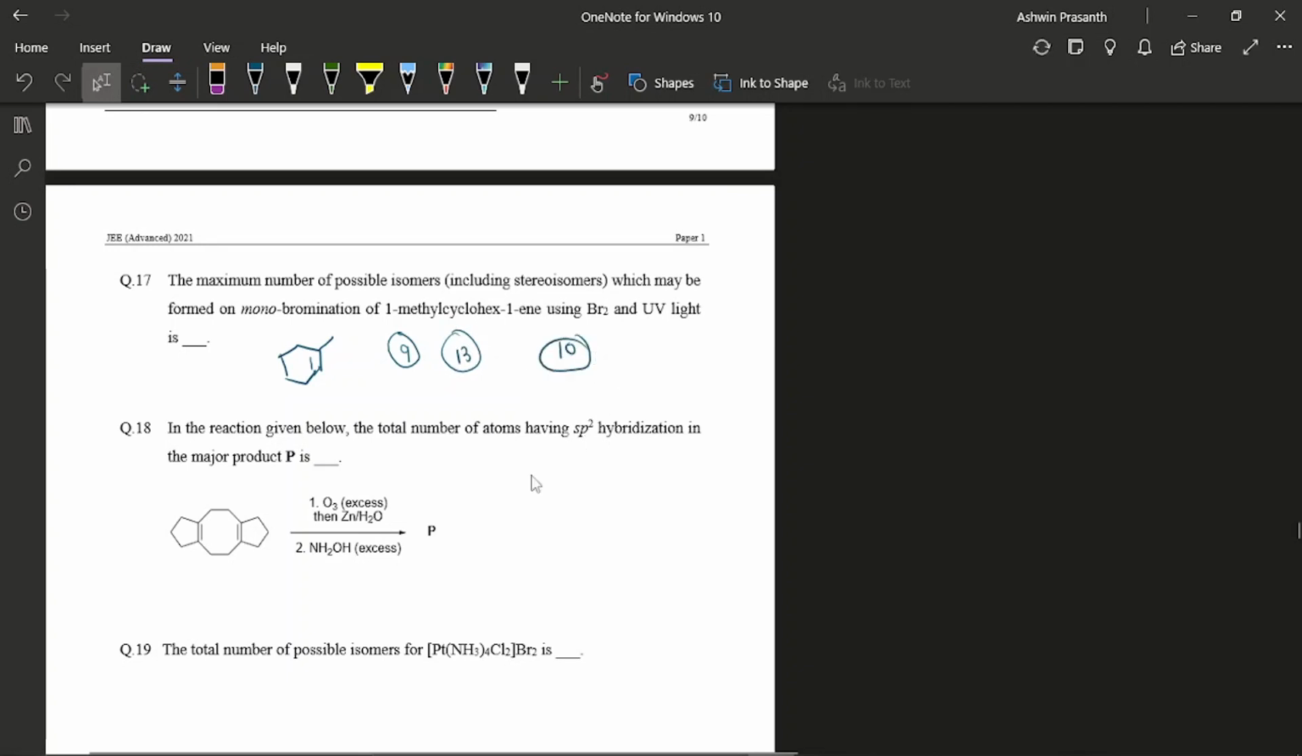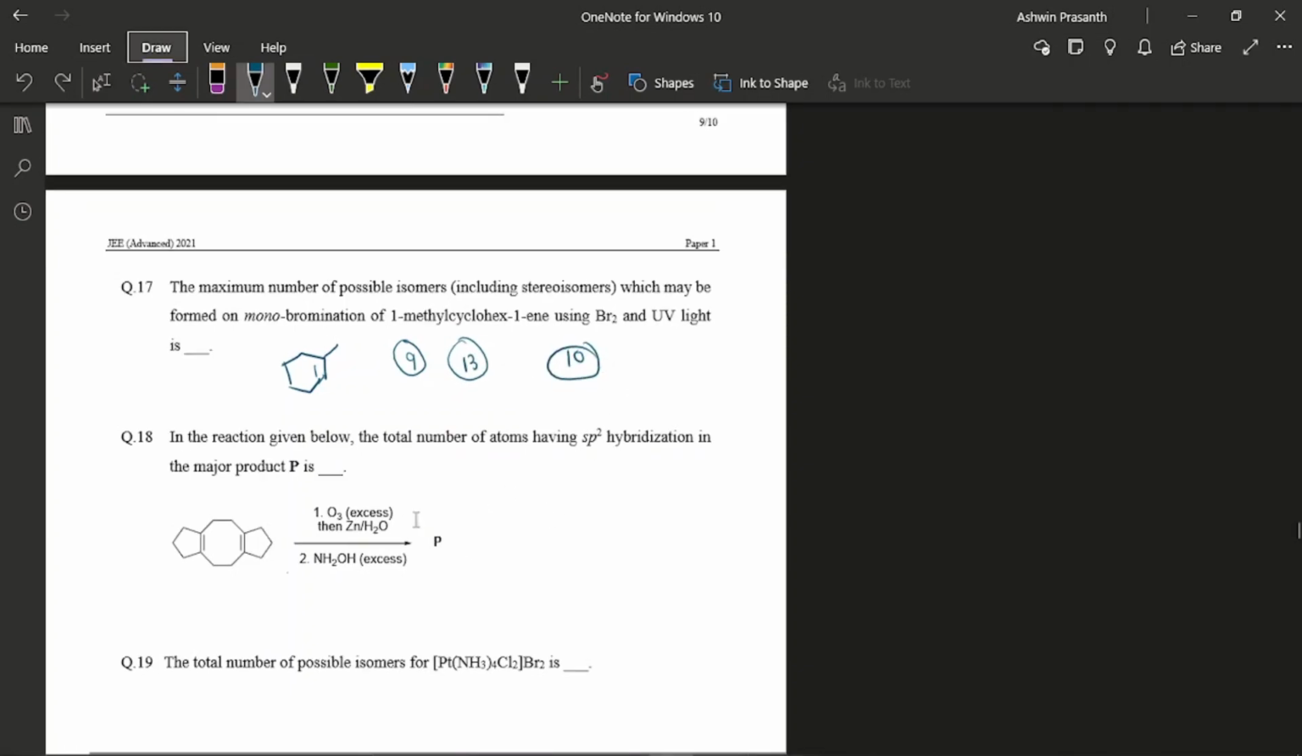So that was disappointing. This question actually, I think many people are arguing about different products, but I just made a simple octane product, and with that the answer came as 8, which was given as the correct answer. So in such cases when you're not sure, most of the time it's the simple product that is actually the answer, so you can mark that confidently.